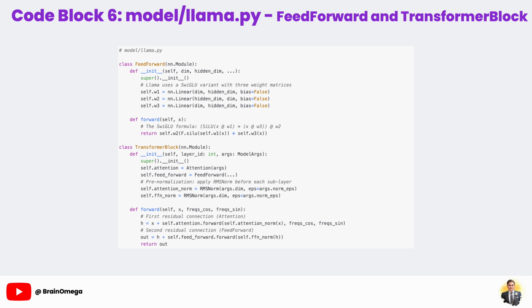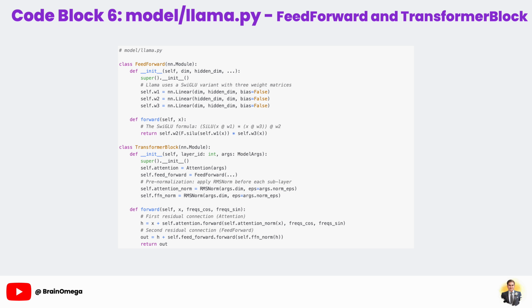The Llama architecture uses a specific variant of a feed-forward network called SwiGLU. In the feed-forward class, you'll notice it has 3 weight matrices, W1, W2, and W3. The forward method implements the SwiGLU formula. The input X is projected up by 2 separate matrices, W1 and W3. The output of the W1 projection is passed through a SiLU activation function, which is then multiplied element-wise with the output of the W3 projection. This result is then projected back down by the W2 matrix. This gated structure has been shown to be very effective.